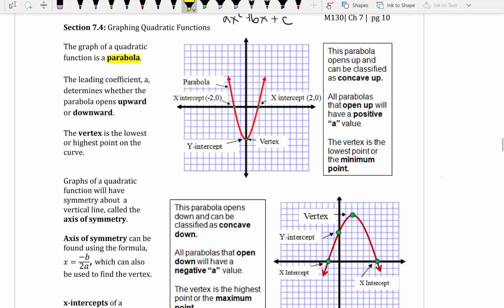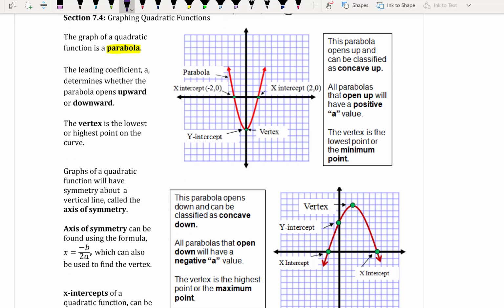A parabola can either be a positive parabola. This graph here is a positive parabola, and this one looks like a negative parabola. The way I always think about it is that a positive parabola looks like somebody is smiling at you, versus this negative parabola, which looks like somebody is frowning at you. So positive is smiling, negative is a frown, okay?